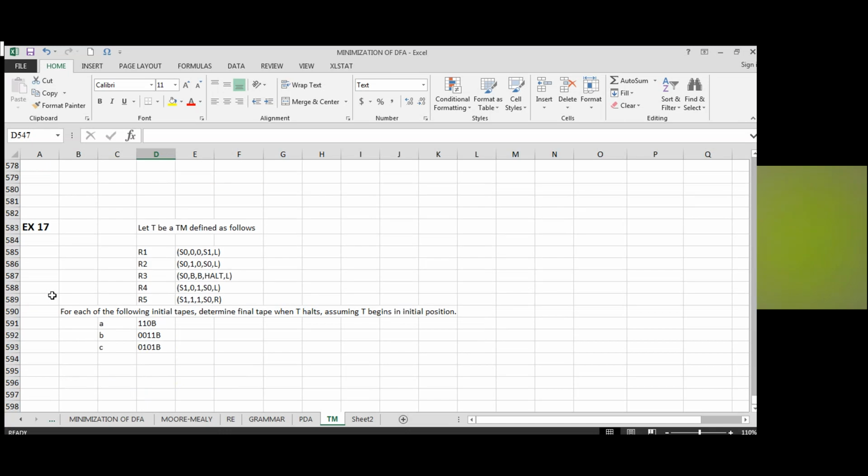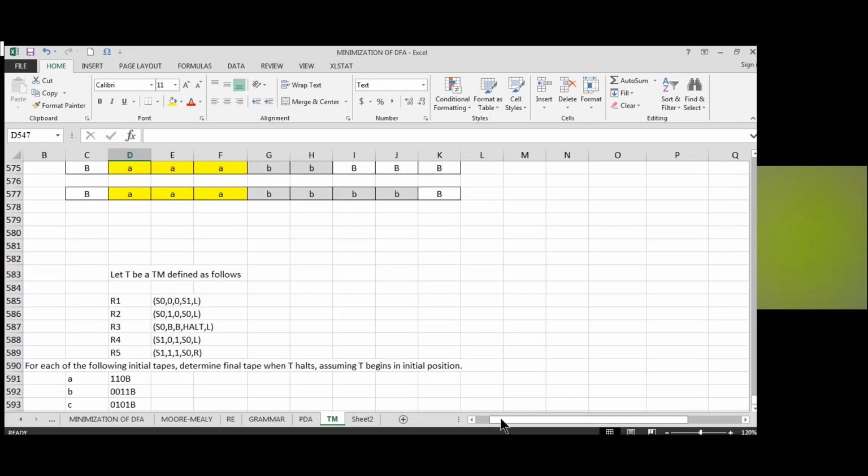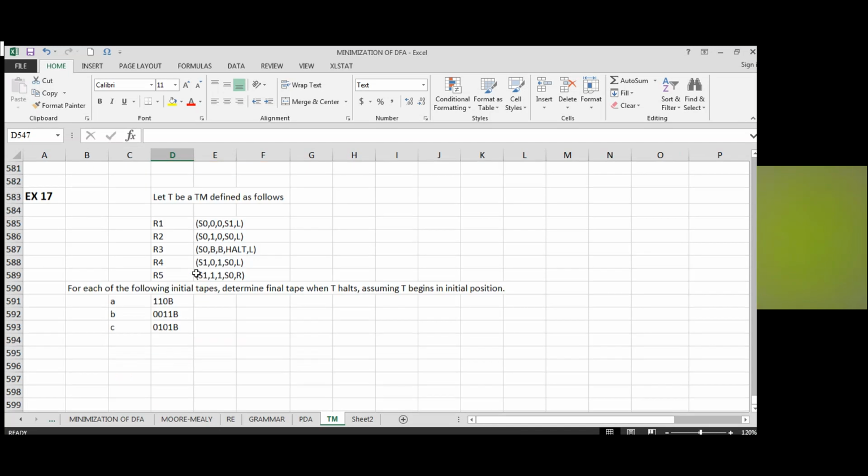So next is example number 17. Now in this lecture we'll try to cover the three sums. Each will have the logic different from the other. So here example number 17 for the designing of Turing machine. The description of Turing machine is given in a very different manner as compared to other sums. So take a minute, go through the sum, what it says, read it very carefully.